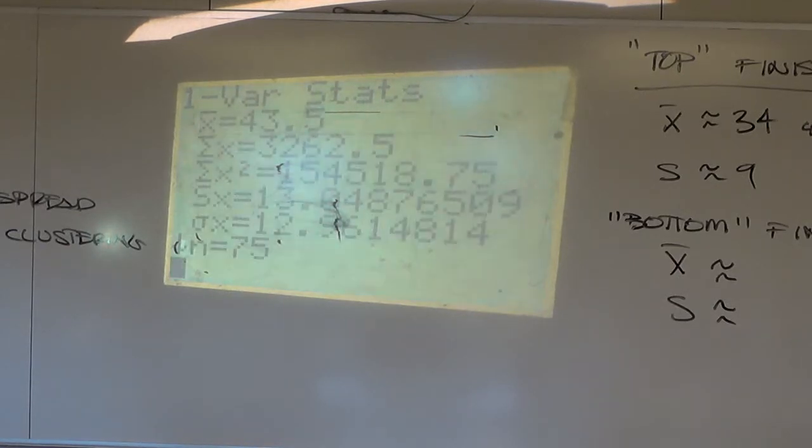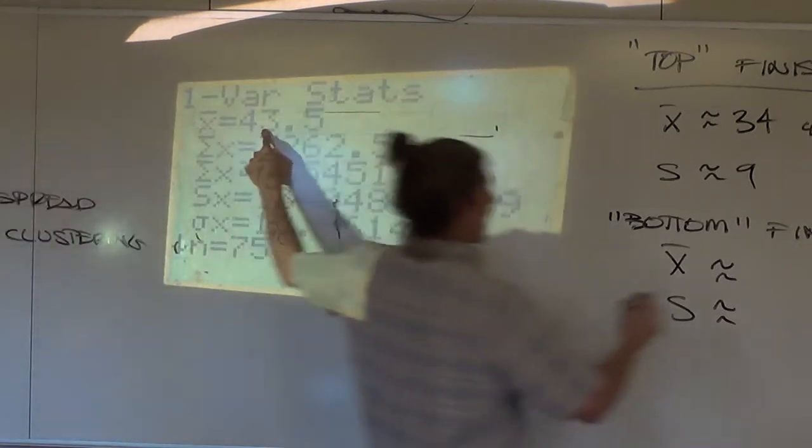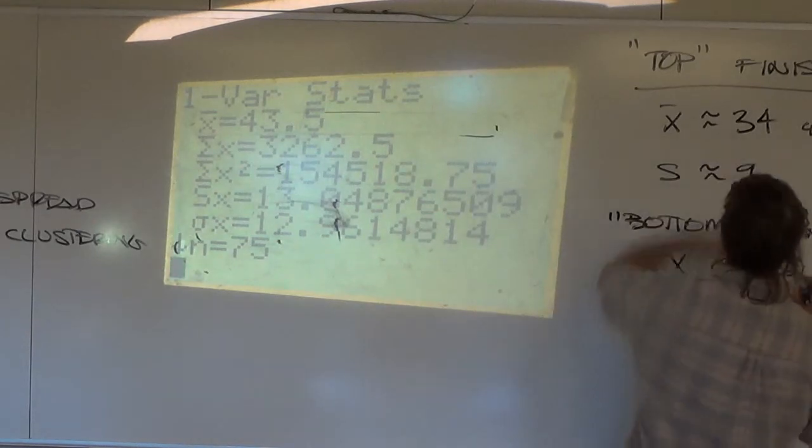Here we go! See, I was wrong about the average. The average is much higher than the lower ones. About 43 and a half, I'm going to call that 44, we're off by a decade.